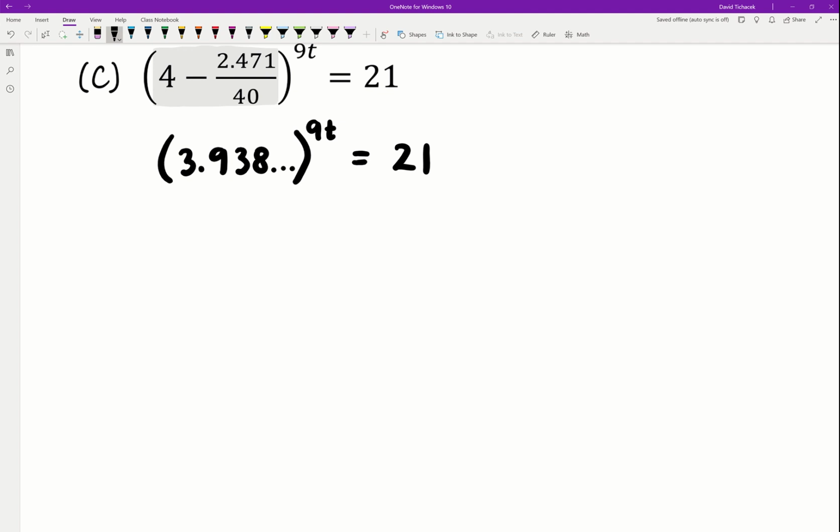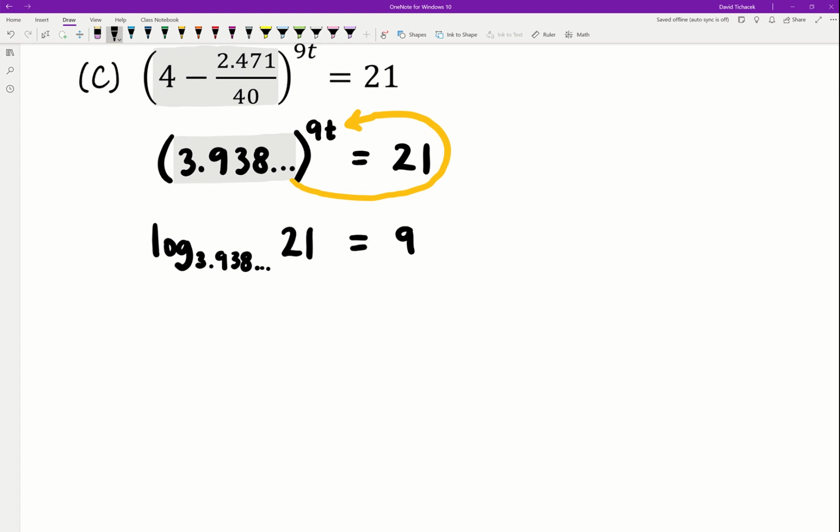is equal to 21. Okay, and so by trading that out for this nice number right here, we can now go ahead and look at this as an exponential equation, and we can go ahead and solve this by converting it to logarithm language. And so it's going to be the base of our exponential, it's going to be the base of our log, so we're going to say log here of that base number, which is, again, our 3.938 and some change. We're going to go ahead and loop this around to convert this to log language. So log base 3.9 blah, blah, blah of 21 is equal to 9t.